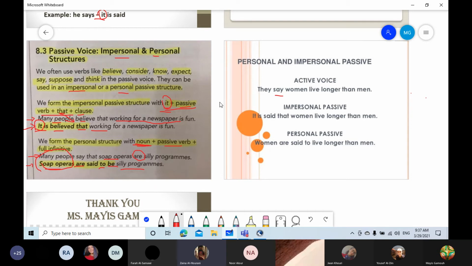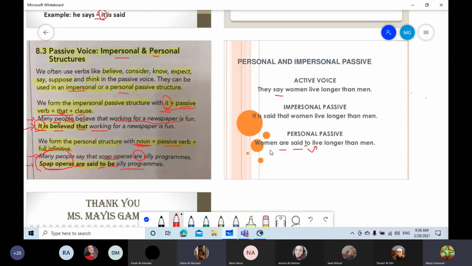So I will insert "or". Then the third form, "say", becomes "said". Then "women are said to live longer than": the full infinitive, to plus the base form of the verb, to live longer than the men. Then we continue the sentence. So our new sentence will be: Women are said to live longer than men.